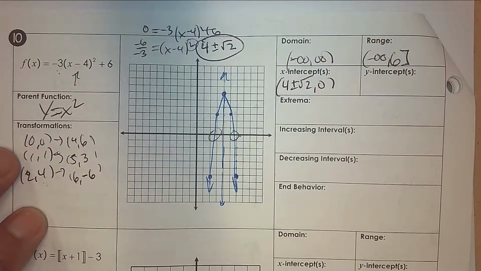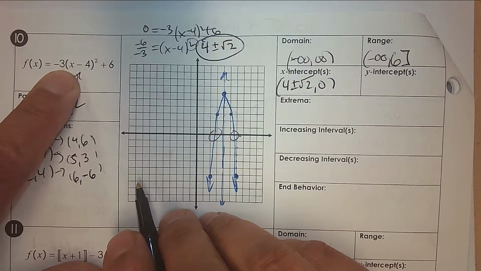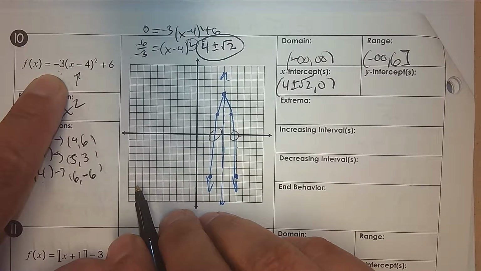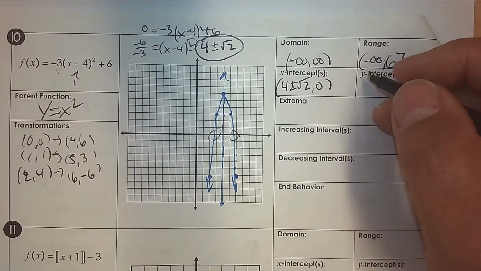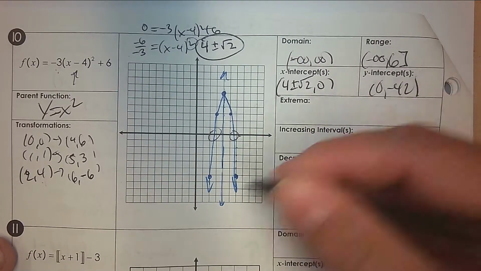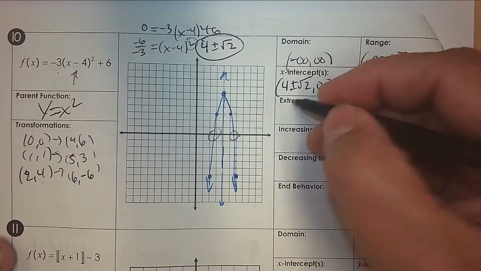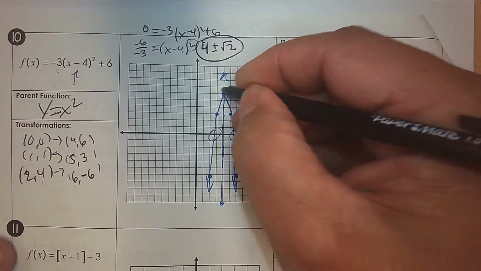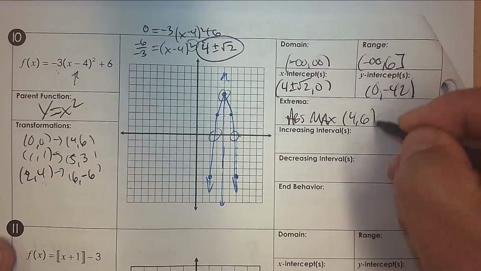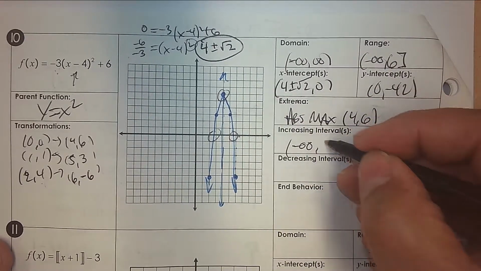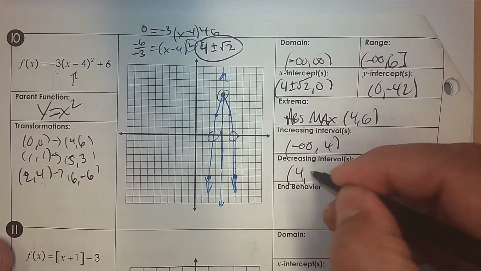The y-intercept, if I put in 0 here, I get 16 times negative 3, negative 48, plus 6 is negative 42. It's way down there. So I did that algebraically, not off the graph. We do have an absolute maximum, and that point is up here, which is at 4 and 6. It's increasing from negative infinity to 4, decreasing from 4 to infinity.